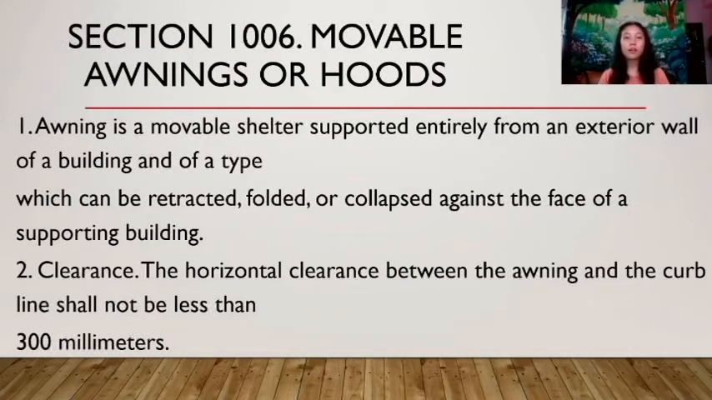Section 1006, movable awnings or hoods. An awning is a movable shelter supported entirely from an exterior wall of a building and of a type which can be retracted, folded, or collapsed against the face of the supporting building. Number 2 is clearance. The horizontal clearance between the awning and the curb line shall not be less than 300 millimeters. The vertical clearance between the undermost surface of the awning and the pavement or ground line shall not be less than 2.40 meters. Collapsible awnings shall be so designed that they shall not block any required exit when collapsed or folded.